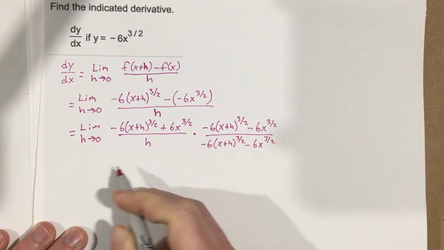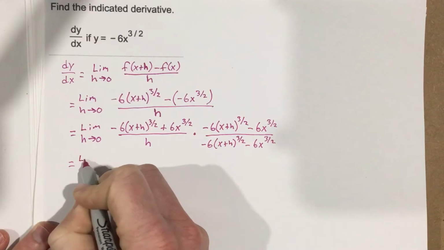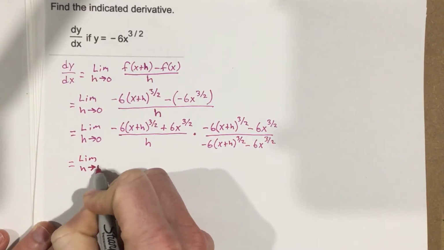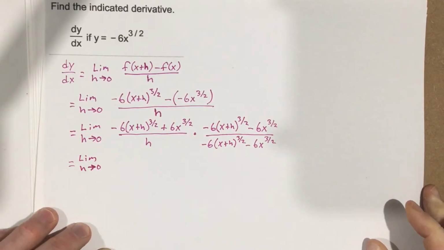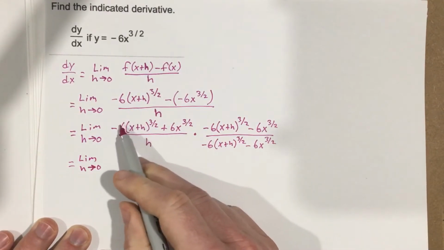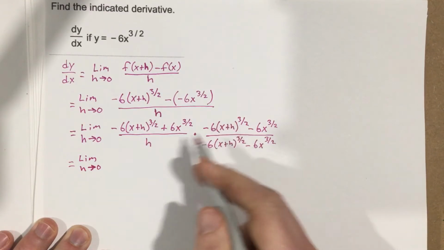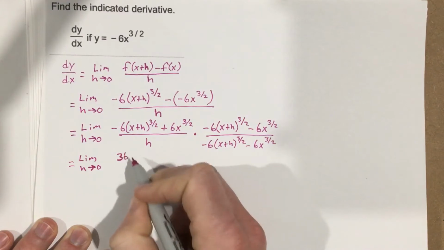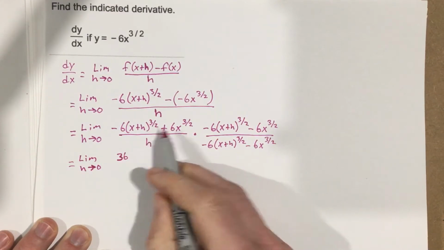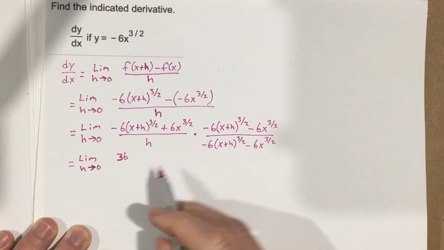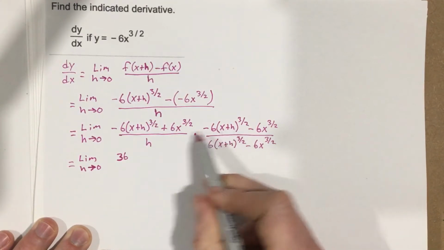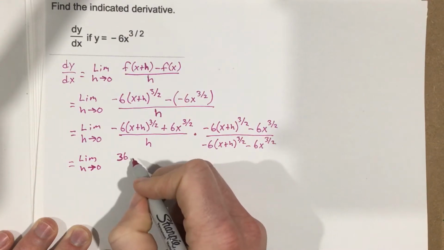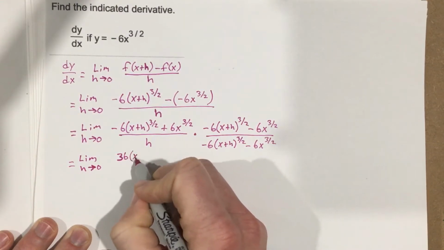And now we're going to go ahead and multiply this on the inside. So we're going to get limit as h approaches 0. And when we multiply that, we take this times this term. That's going to be 36, and then x plus h to the 3 halves times x plus h to the 3 halves. Remember, when you have like bases, you add the power, so 3 halves and 3 halves is 6 halves, but that's just really 3. So it's x plus h to the 3rd.